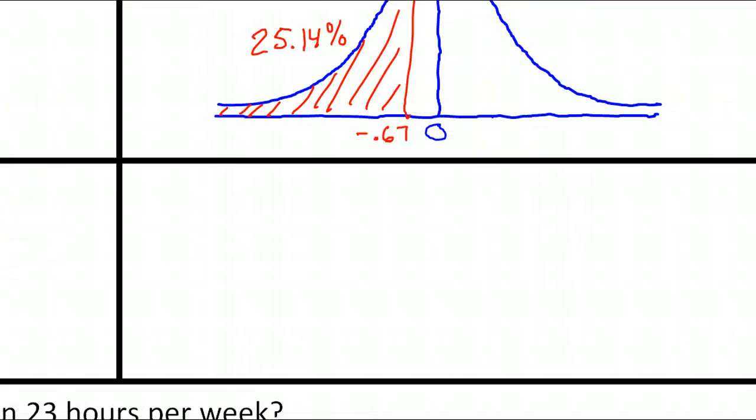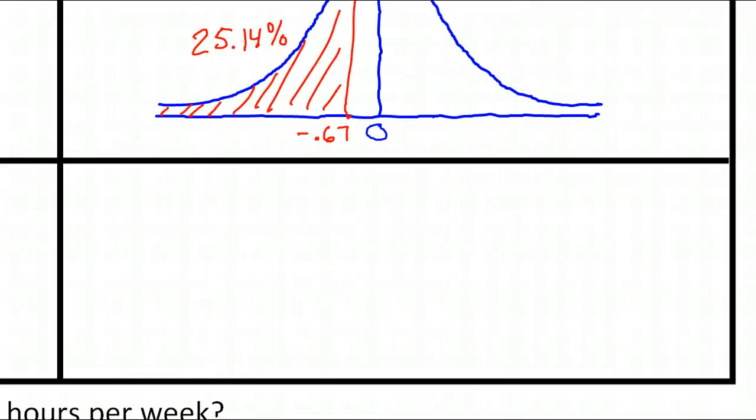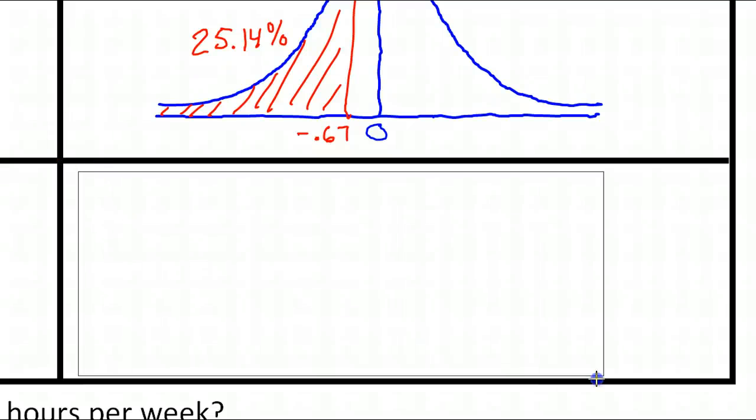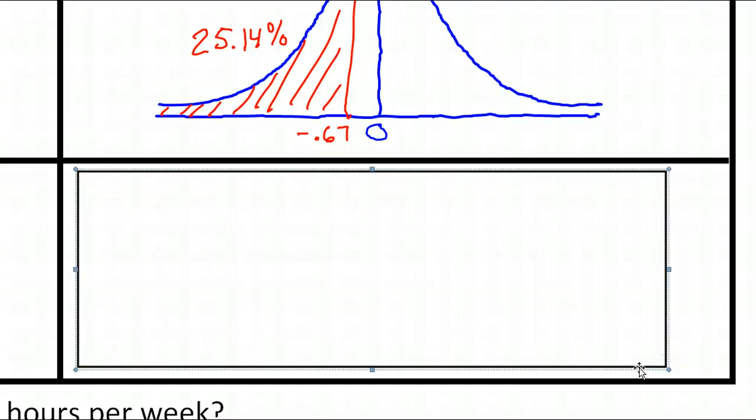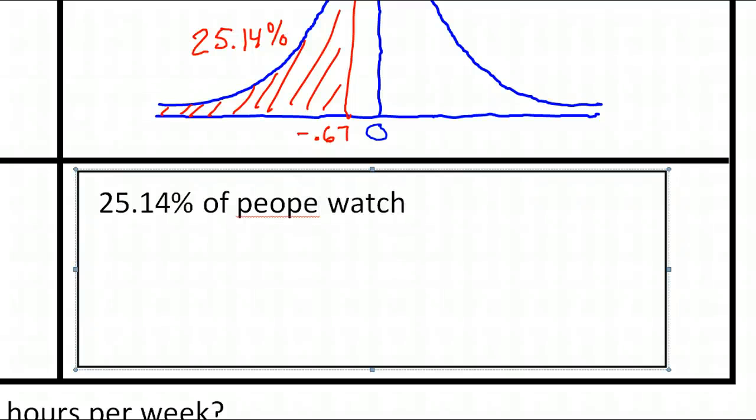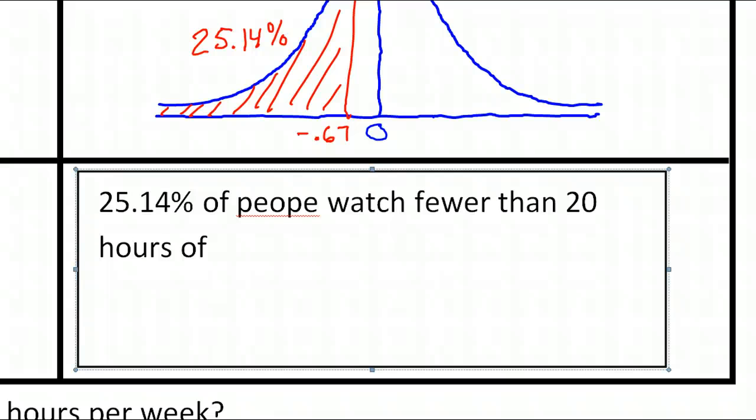Well, turns out that 25.14% of people watch fewer than 20 hours of TV per week.